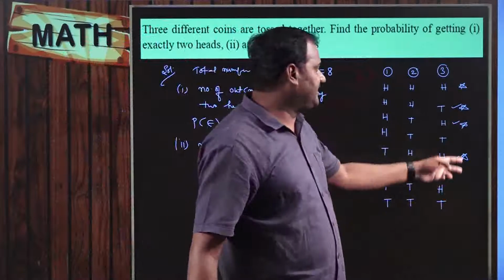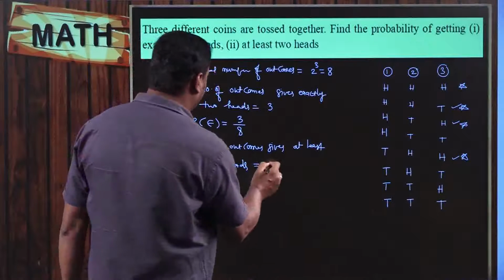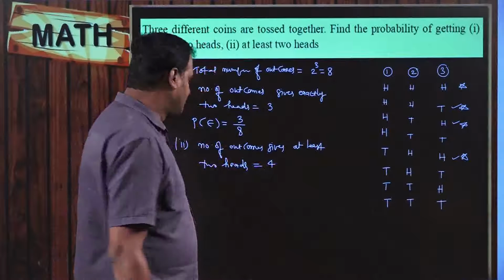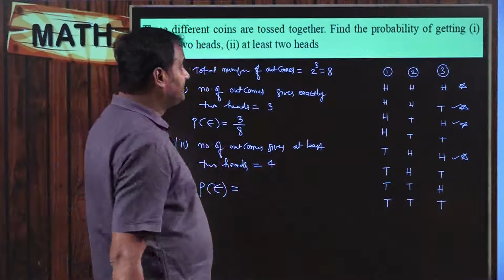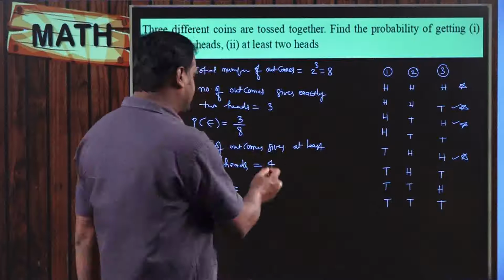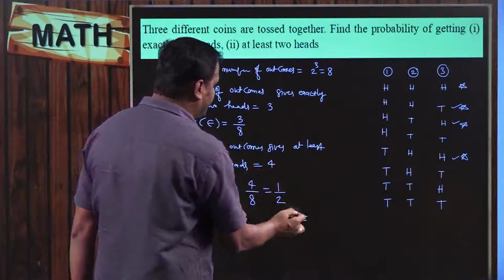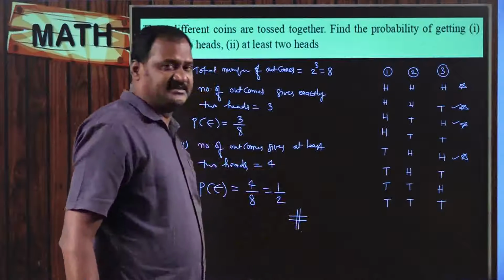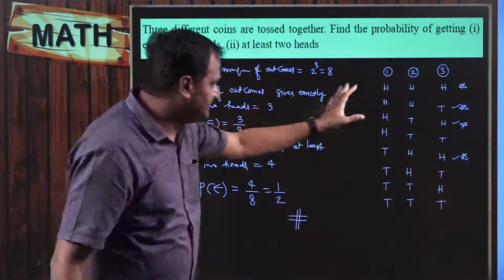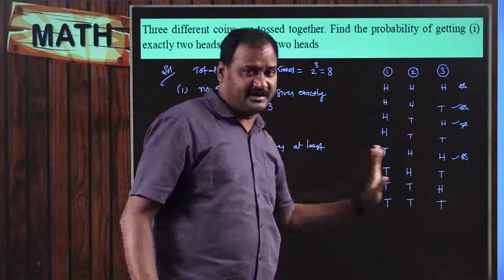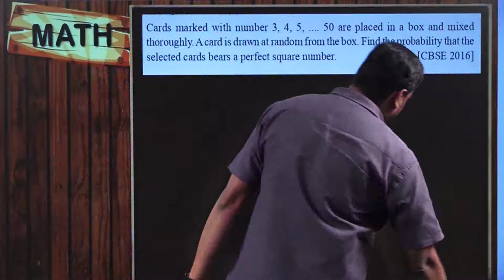Already two heads with three events and one more is with three heads. So there are totally four favorable outcomes. Therefore, the probability of getting an event which has more than two heads, otherwise at least two heads, is equal to 4 divided by 8, which is going to be 1 divided by 2. So this way we can easily figure out the number of favorable outcomes by listing out all these items. Okay, right. So moving on to the next problem.